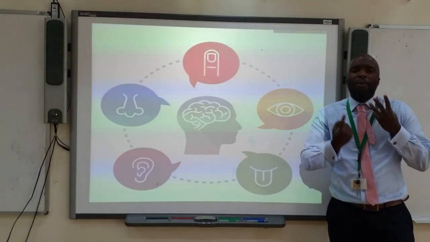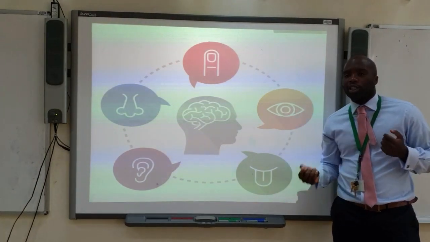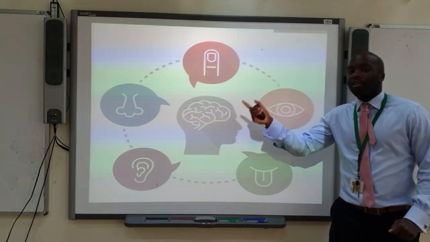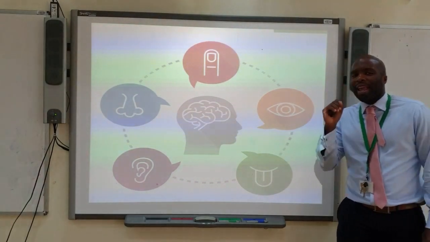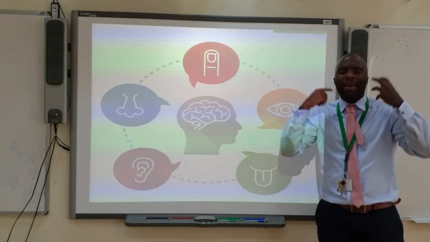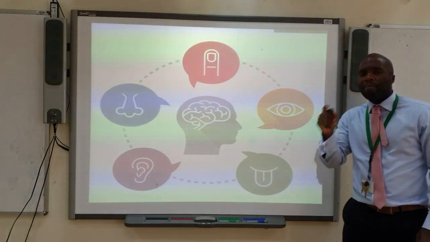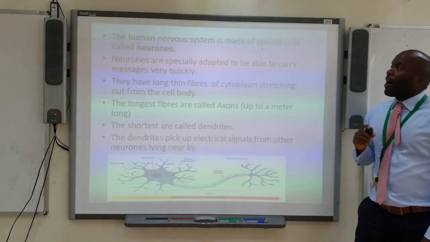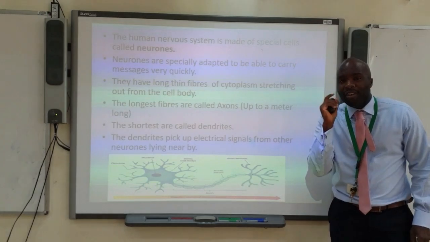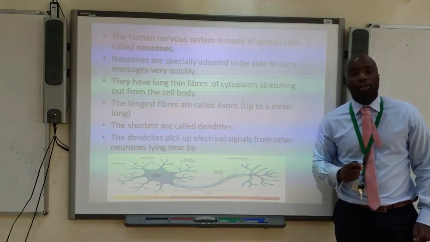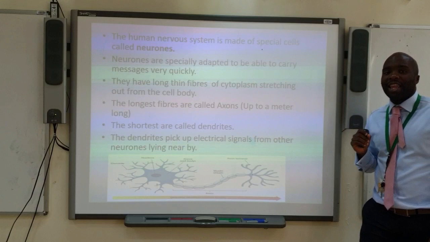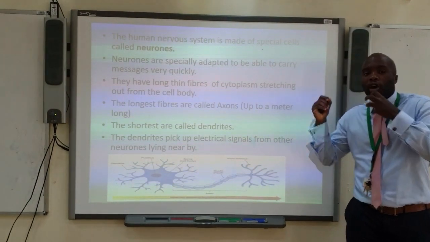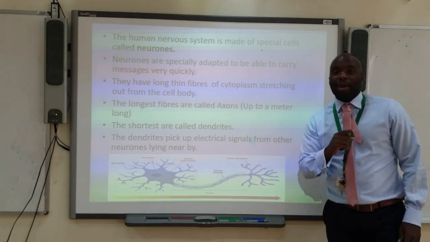Now guys, when we think about our senses, we're thinking about our touch, our sight, our taste, our hearing, and our smell. They're all really linked because they help us convey messages, okay? And these messages can be really important because they could be linked to the nervous system. Now guys, the nervous system is made up of very special cells, and these cells are called neurons. Now these cells are very specially adapted in order to transmit messages across the body very quickly as it may be needed.